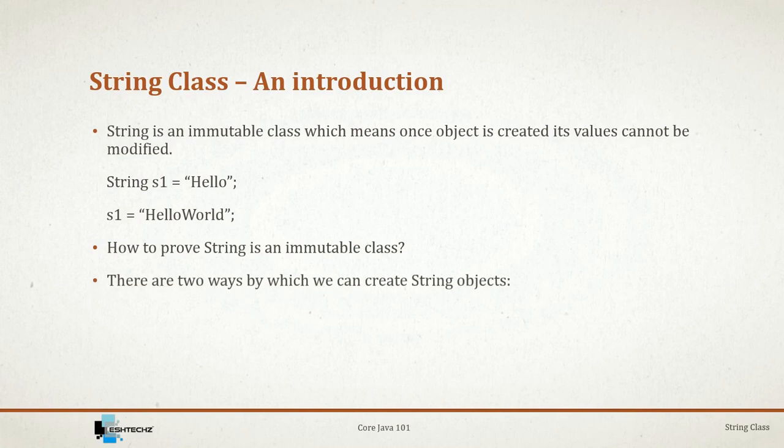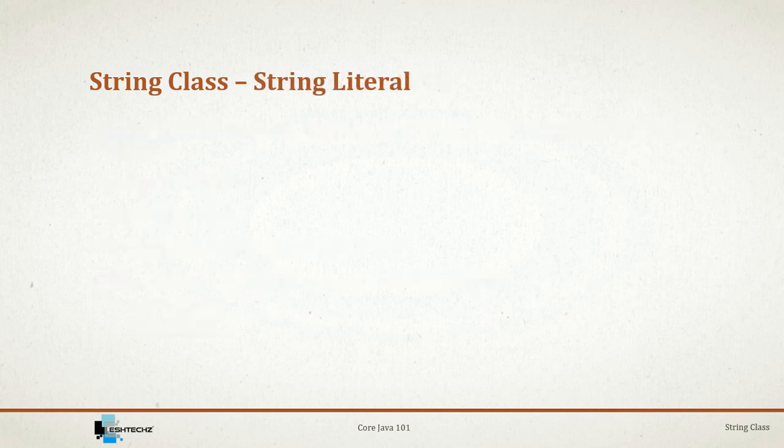There are two ways by which we can create string objects. The first way is by string literal, and the second one is by new keyword. Now let's understand this with a visual example. So we have String s = "EshtechZ".